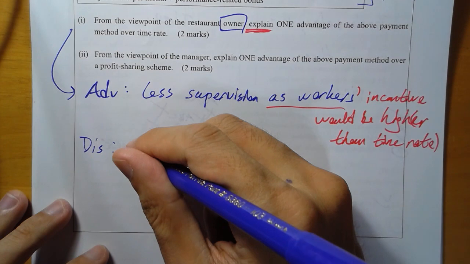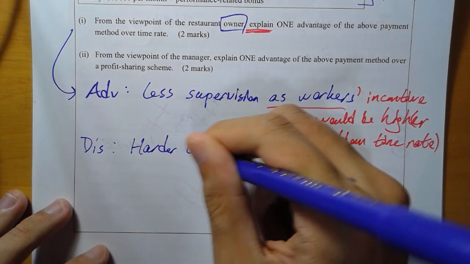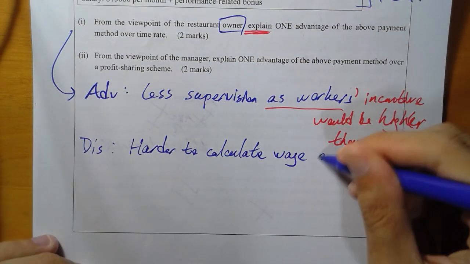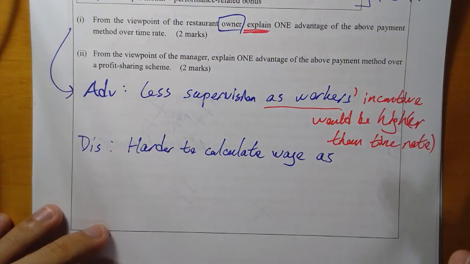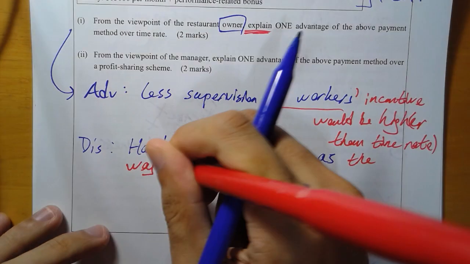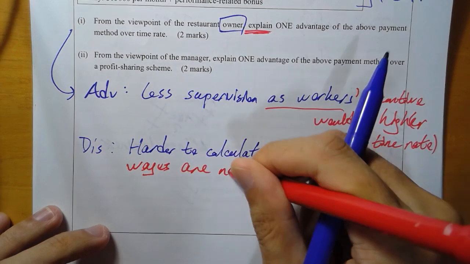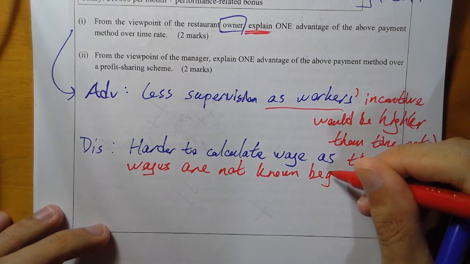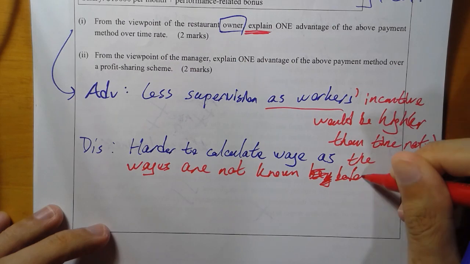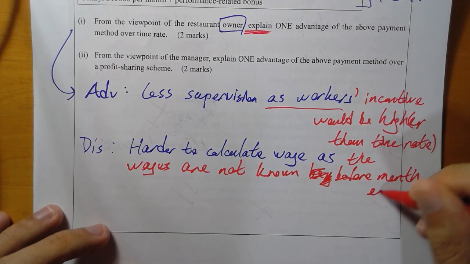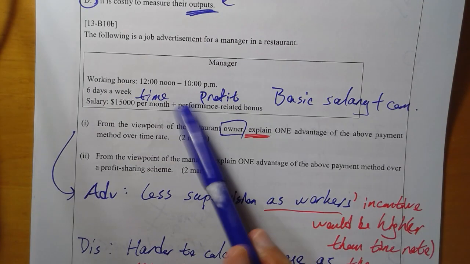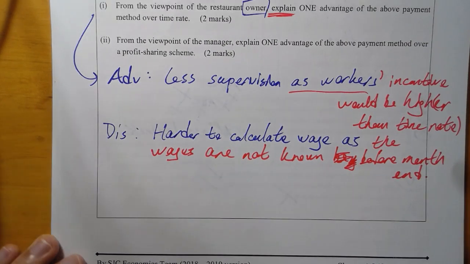Now for the disadvantage: it is harder to calculate wages, as the wages are not known before month end, alright? Because it is based on performance related pay, so it's harder to calculate. Now, from the viewpoint of the manager, this time it is a little bit tricky.